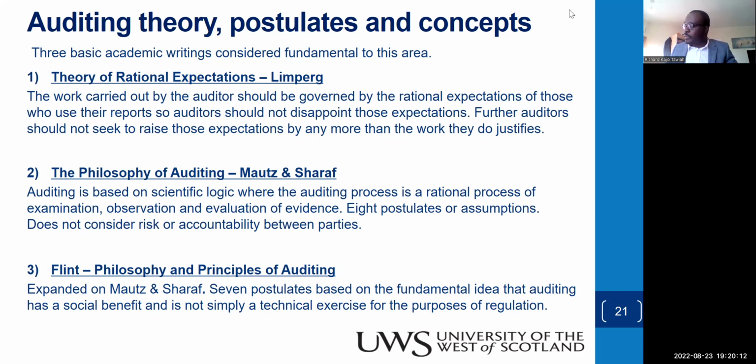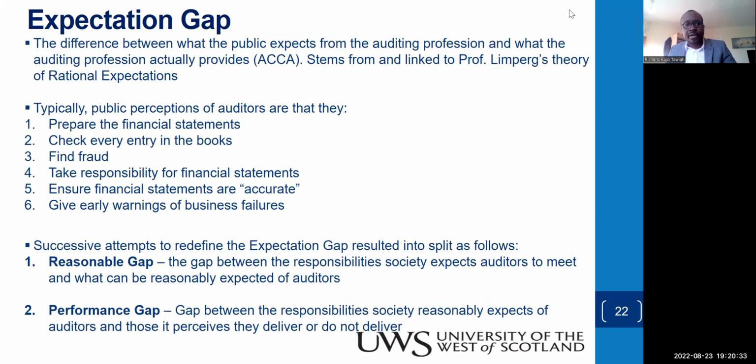Now, finally, Flint, okay? In 1988, Professor David Flint also tried to augment the theory or the philosophy of auditing by Mautz and Sharaf, and he also postulated 7 assumptions on the fundamental idea that auditing has a social benefit and it's not simply a technical exercise for the purposes of regulation. All right, I'm wrapping up. Like I said, ACCA cited this.